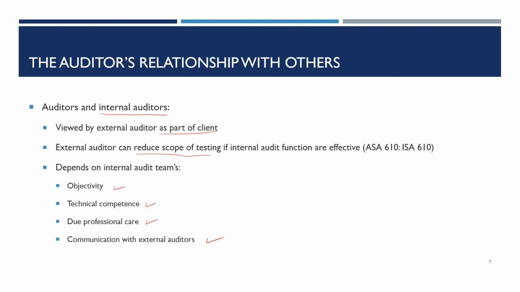Objectivity refers to how the internal audit function fits within the client's organization and structure. It is really important that it establishes the level of independence from the rest of the organization. The more independent the internal audit function, the more the external auditor can rely on it. Technical competence refers to the skill, training, and ability of the internal team. The external auditor may consider the background and qualifications, the level and recency of the training undertaken, and the extent of experience of internal audit staff.